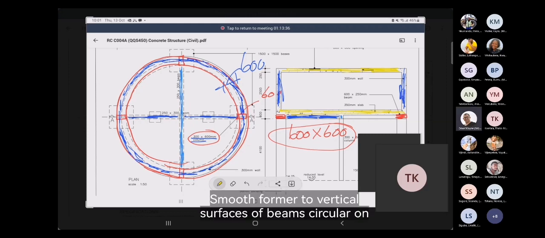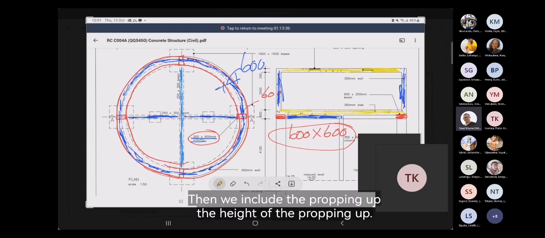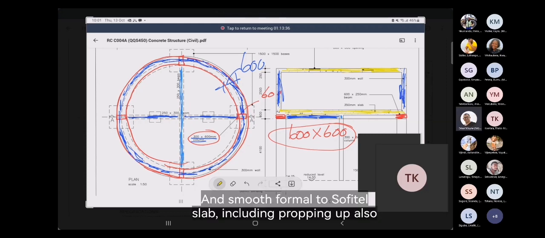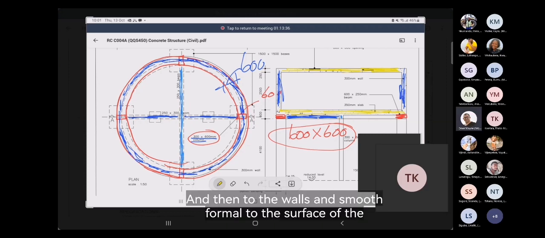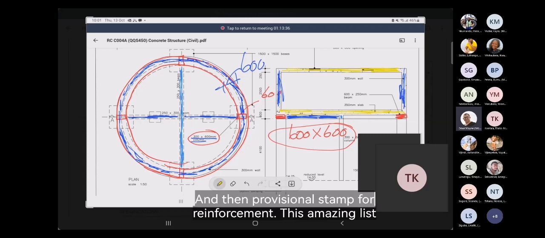Smooth formwork to vertical surfaces of beams, circular on plan, to radius. Then we include the propping up, the height of the propping up. And then smooth formwork to horizontal surfaces of beams, circular on plan, including propping up. Then smooth formwork to the vertical surfaces of walls, circular on plan, to a radius that we will supply. And smooth formwork to soffit of slab, including propping up, also give the height. And then to the walls, smooth formwork to the soffit of the slab, including propping, and smooth formwork in narrowers, that is for the opening, and then provisional sum for reinforcement.